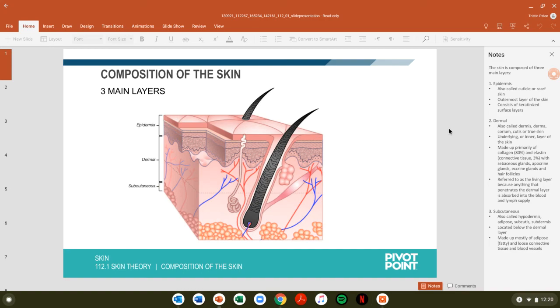And then your subcutaneous layer, also called the hypodermis or the subdermis, it's located below the dermal. And it's made mostly of adipose. This is like fatty tissue, as well as loose connective tissue and blood vessels.